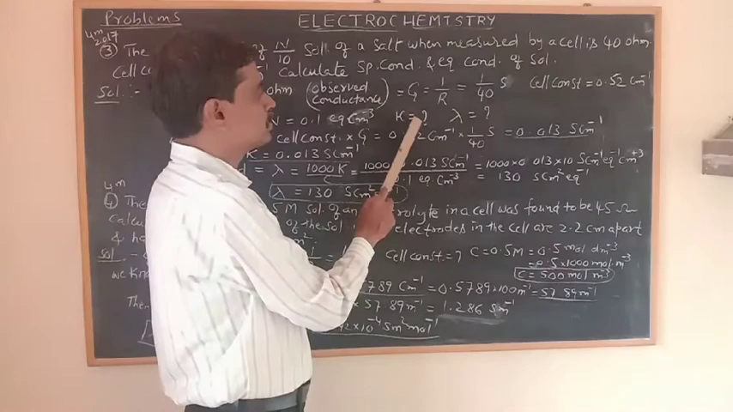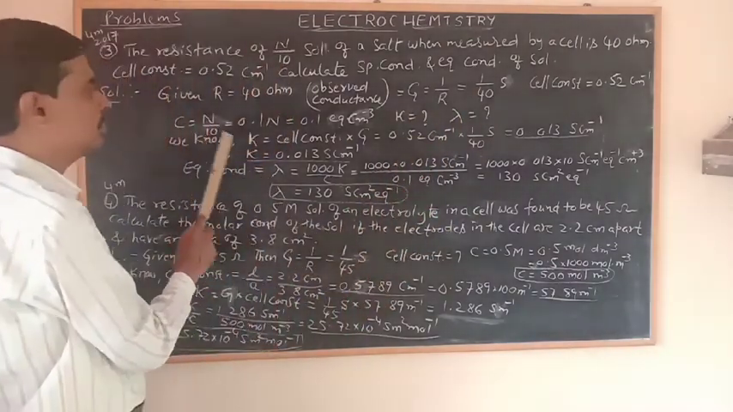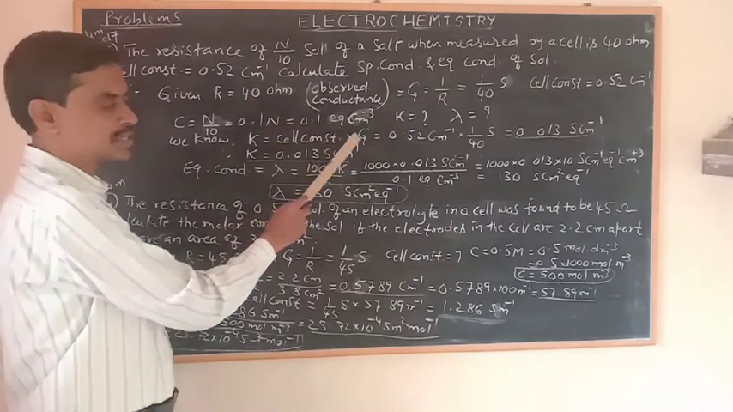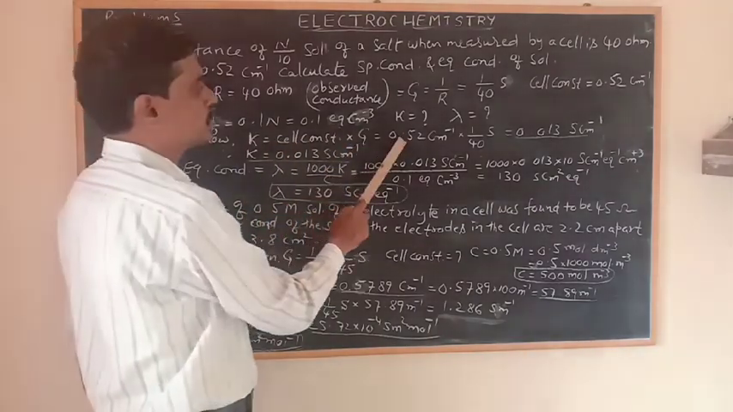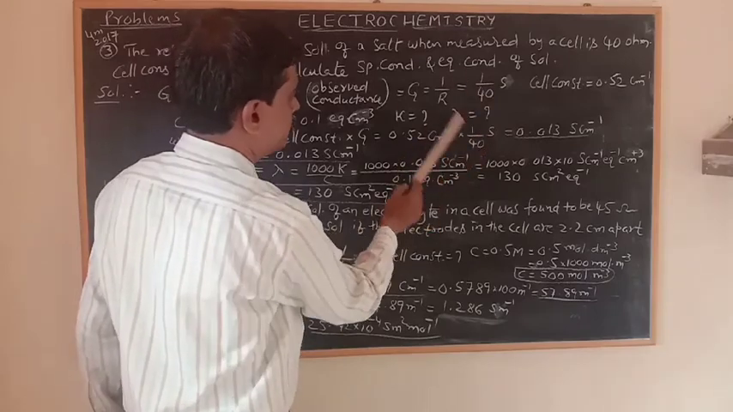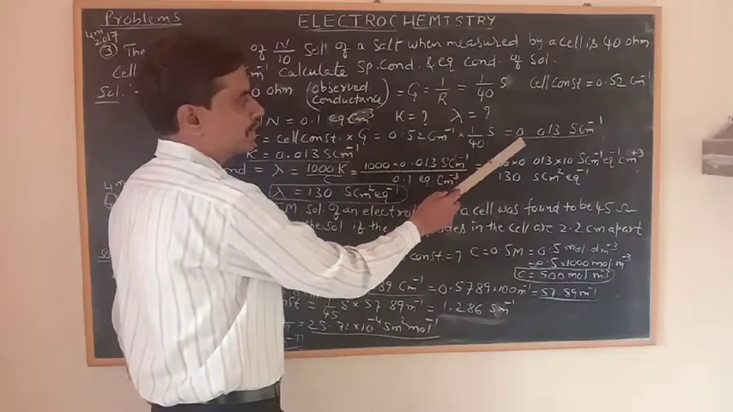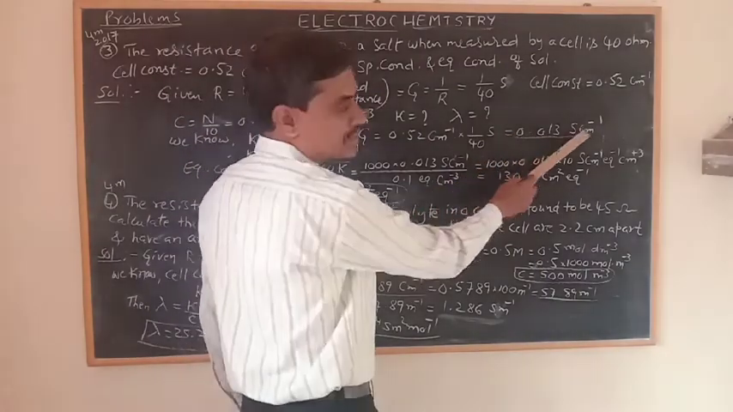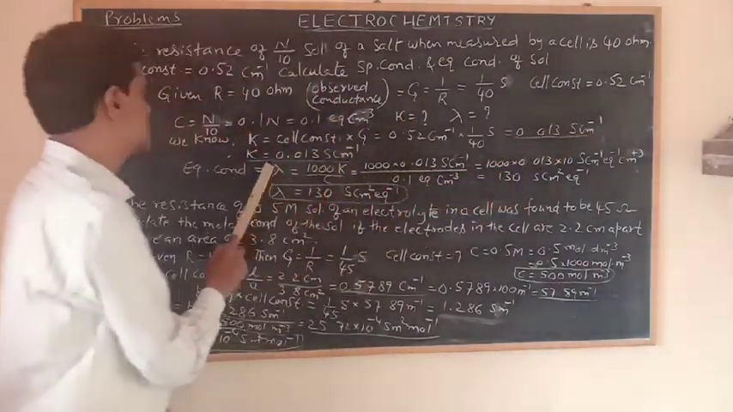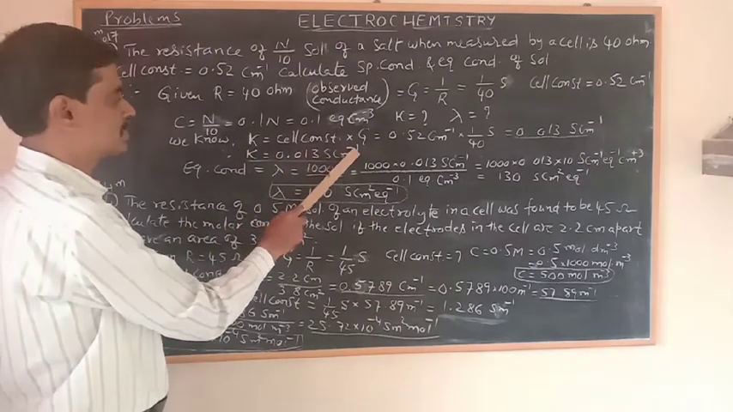Kappa you have to calculate, and lambda also you have to calculate here. Then we know kappa is equal to cell constant into G. So it is 0.52 per centimeter into 1 by 40 Siemens. After simplification of all these things you get 0.013 Siemens per centimeter. This is the kappa. Kappa is equal to 0.013 Siemens per centimeter.